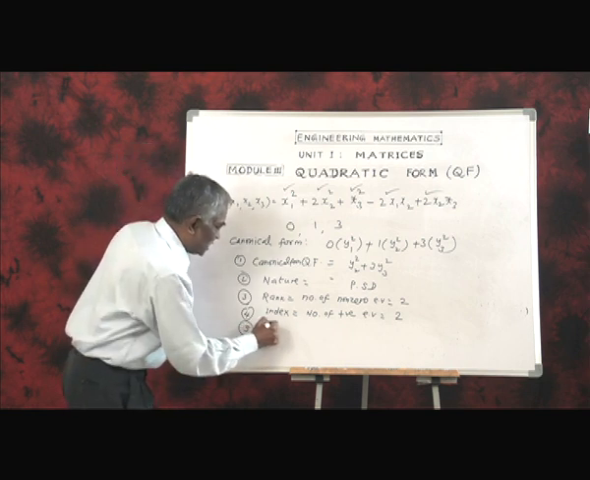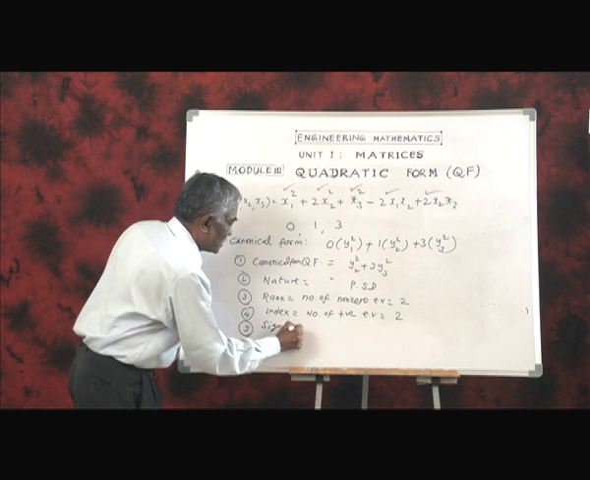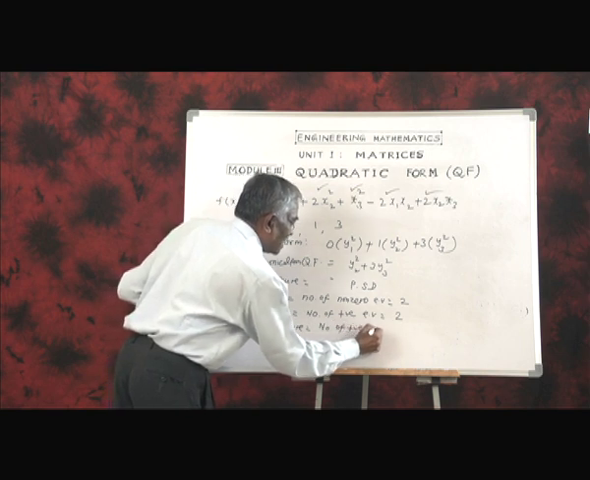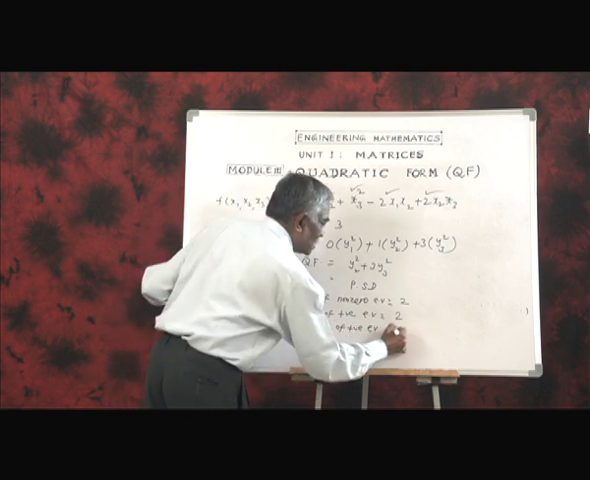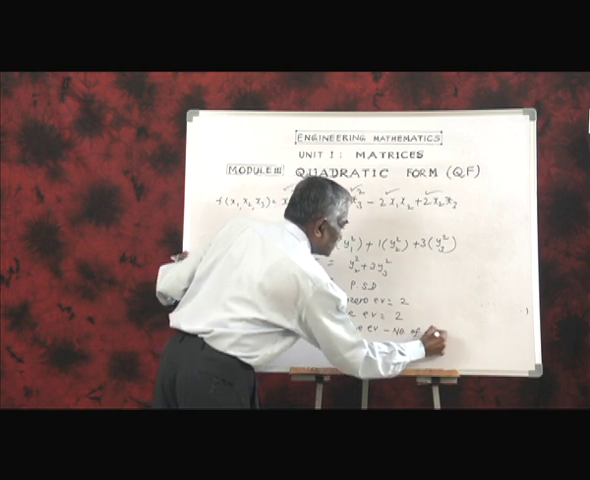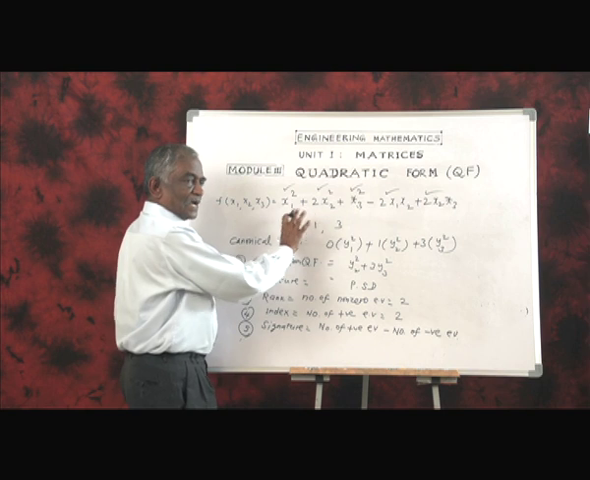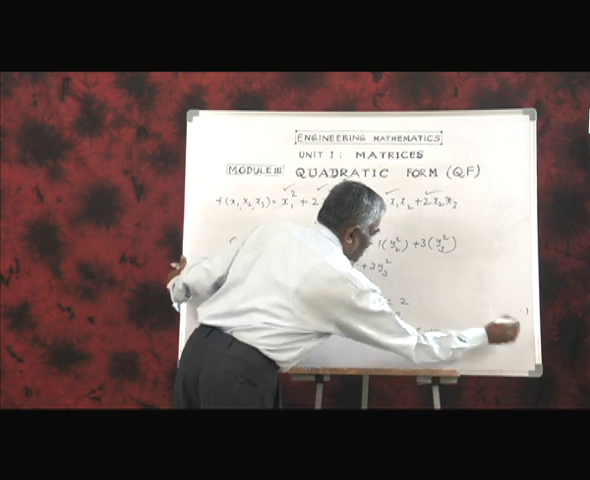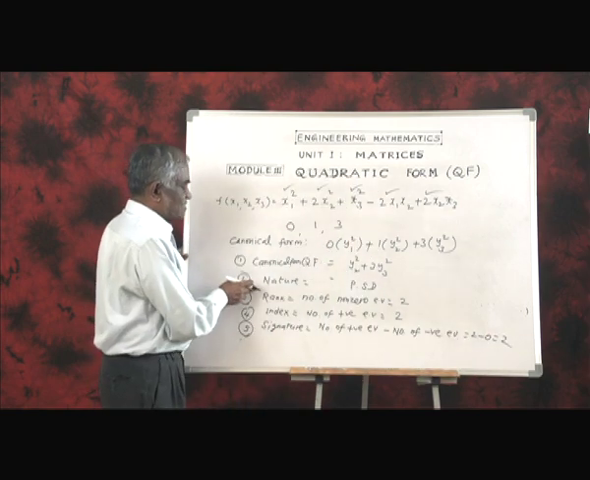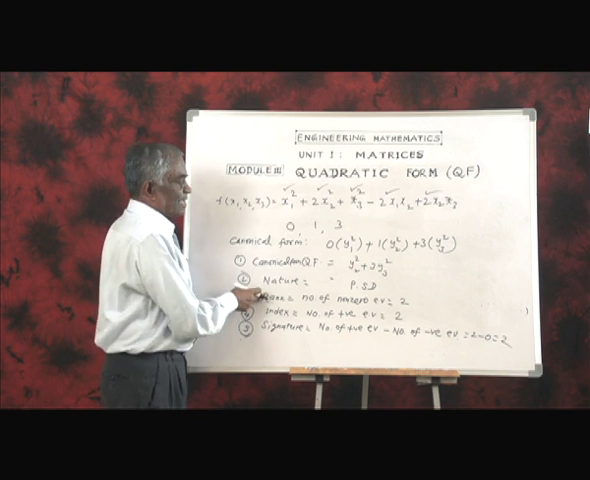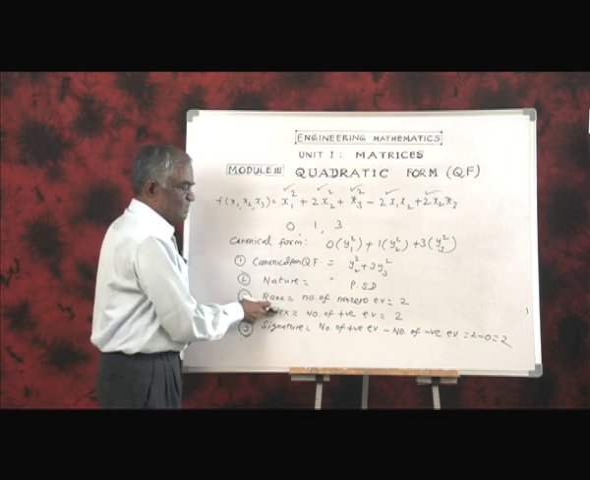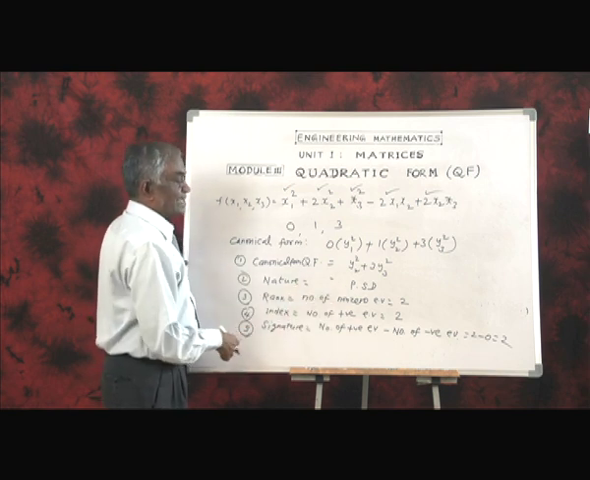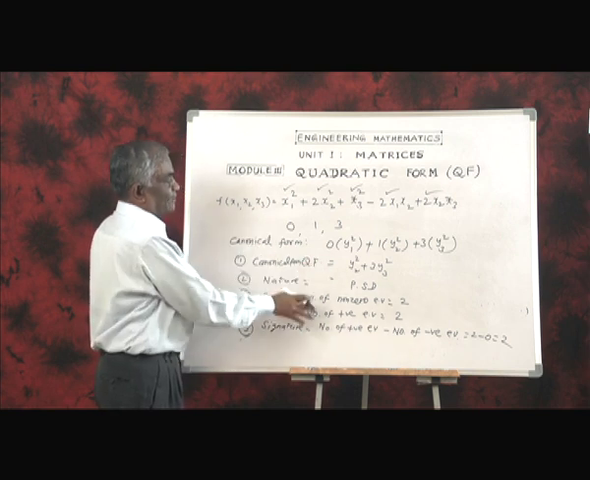And finally, there is one more thing called signature. Signature is defined as the number of positive eigenvalues minus the number of negative eigenvalues. Here there is no negative eigenvalue, there are only 2 positive eigenvalues, therefore this is 2 minus 0, that is also 2. So these are the definitions of rank, index and signature. Rank means the number of non-zero eigenvalues, index means the number of positive eigenvalues, and signature means the number of positive eigenvalues minus the number of negative eigenvalues. So I have defined all these things.